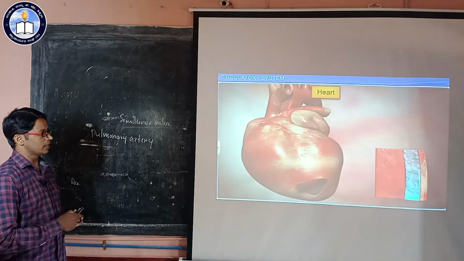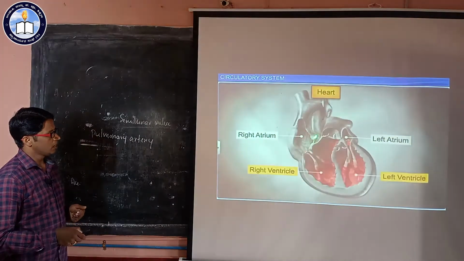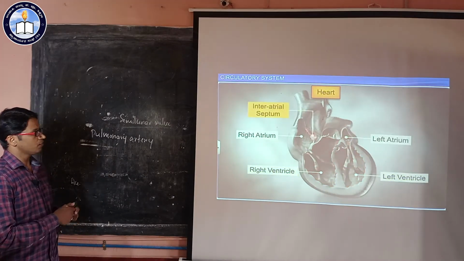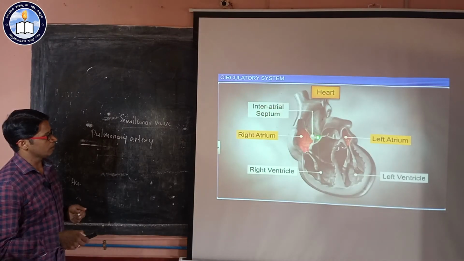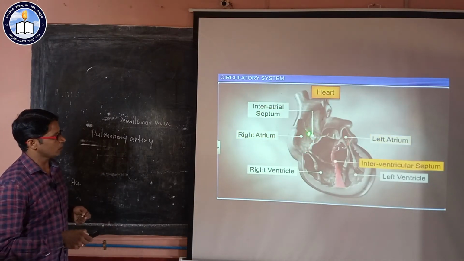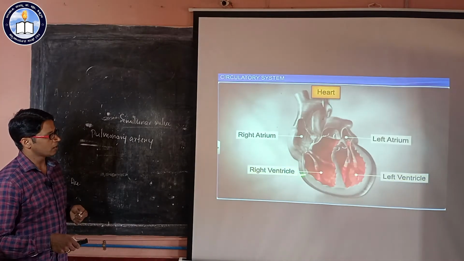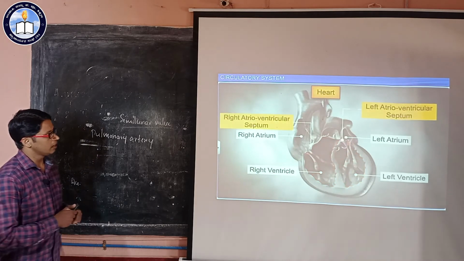It is filled with the fluid called pericardial fluid. It has four chambers: right auricle, left auricle, right ventricle and left ventricle. There is an interatrial septum present between the right auricle and the left auricle. The interventricular septum is present between the right ventricle and the left ventricle.